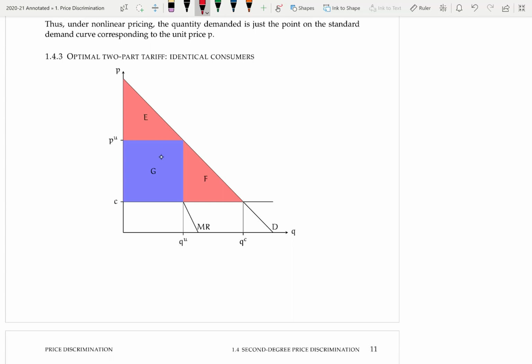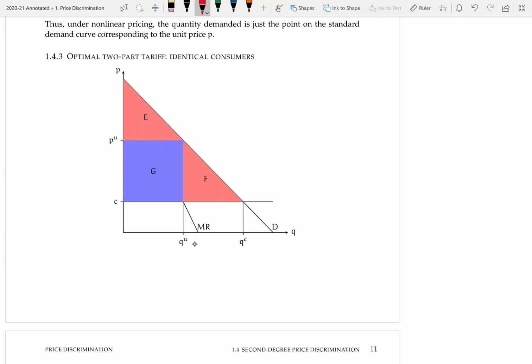Under uniform pricing, the monopolist gets a profit of G. How could the monopolist do better with a two-part tariff but still selling QU? How can they capture this E here as profit? Well, all they have to do actually is to charge an access fee equal to E.